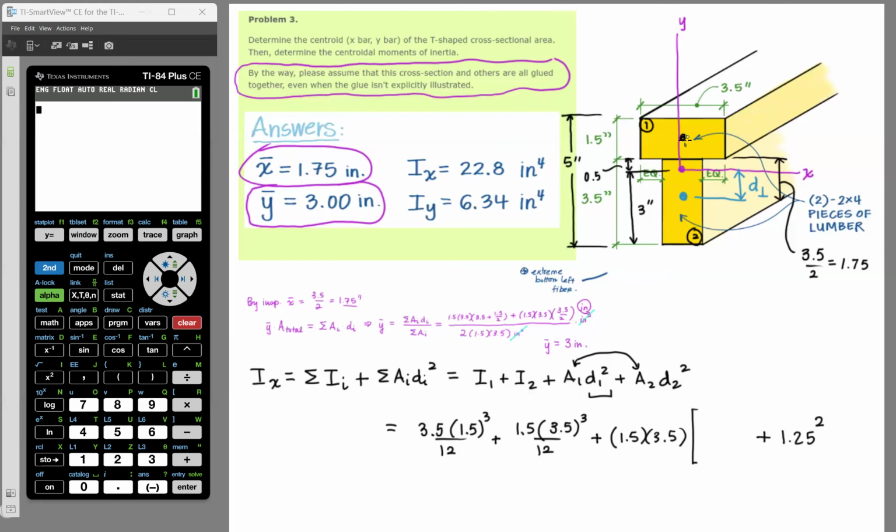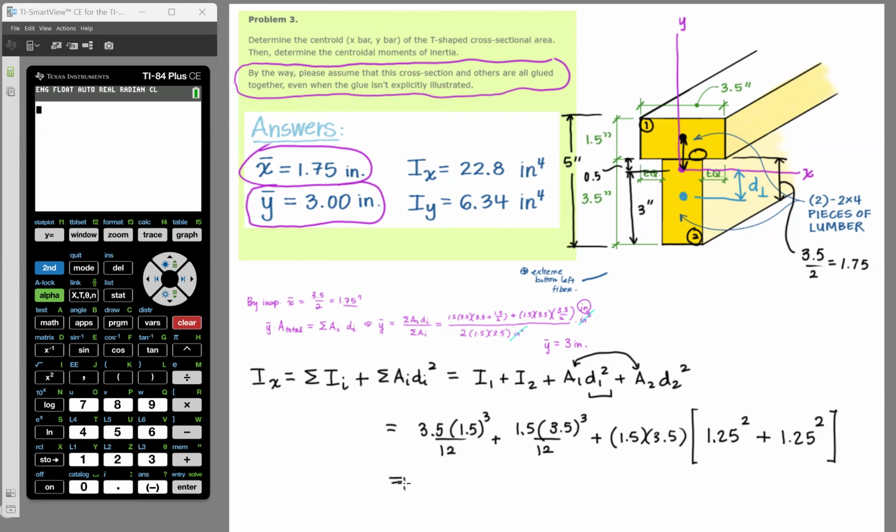Backing up to D1, now we want the distance from that centroid to the x-axis. So here we're measuring the perpendicular distance between the parallel axes of component 1 and overall axis x. For that distance, I want half of 1.5, 0.75, plus 0.5. That is also 1.25 squared. Isn't that funny? It's almost like I knew. All right, complete coincidence that those numbers are exactly the same because of the problem dimensions I set up.